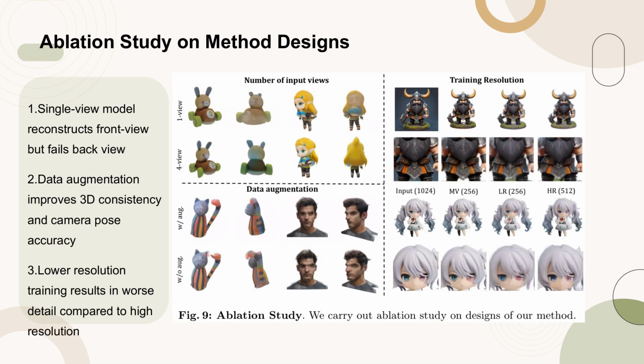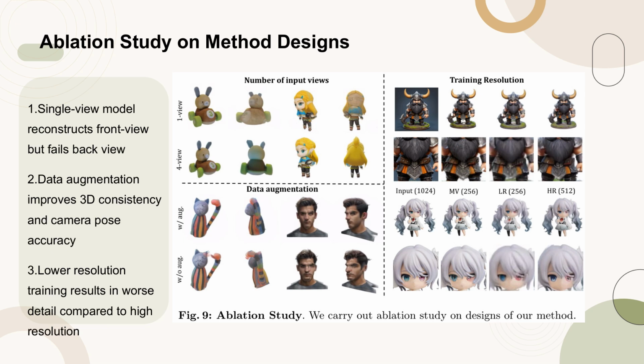Figure 9 presents an ablation study on the designs of our method. The top left part illustrates that the single-view model can faithfully reconstruct the front view but struggles with the back view, resulting in blurriness. This is expected as the regressive U-net is more suitable for reconstruction tasks. The bottom left part shows that the model without data augmentation leads to more floaters and worse geometry during inference, whereas the model with data augmentation can better correct 3D inconsistencies and inaccurate camera poses.